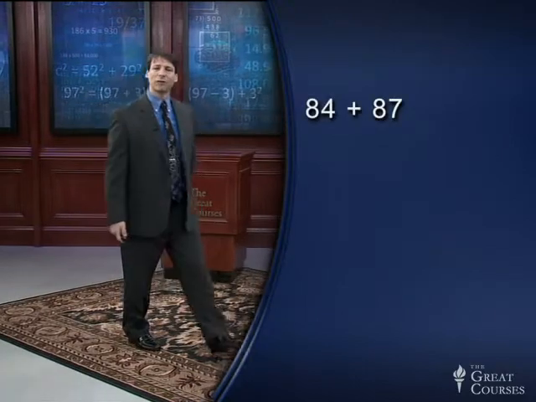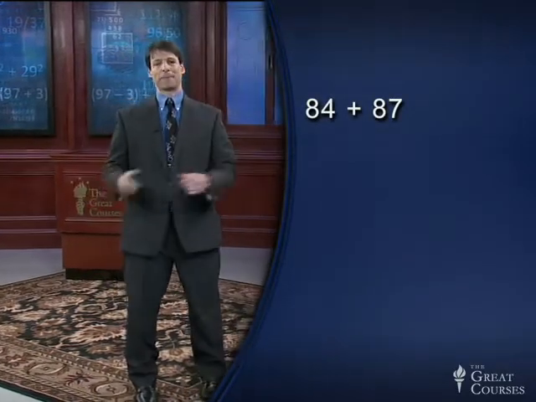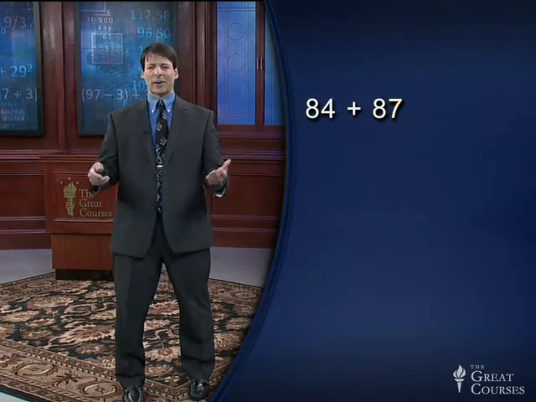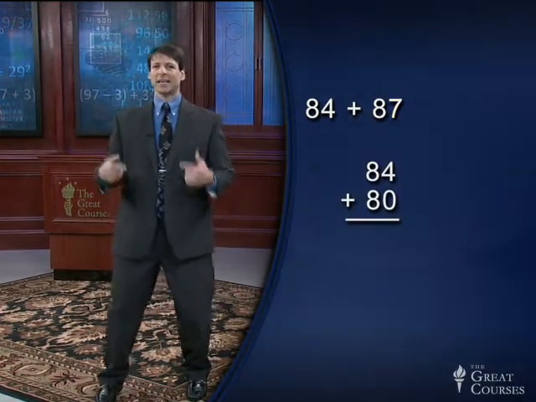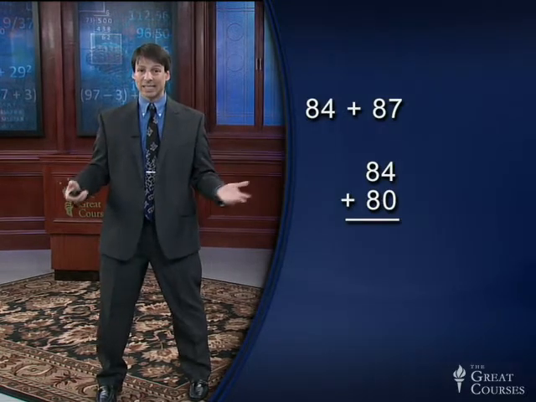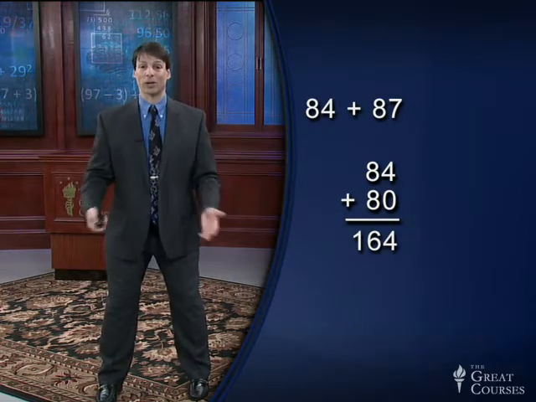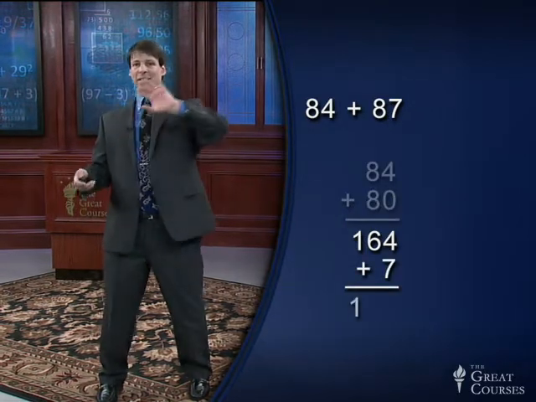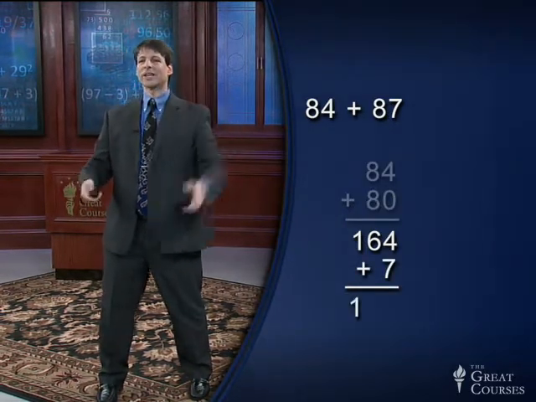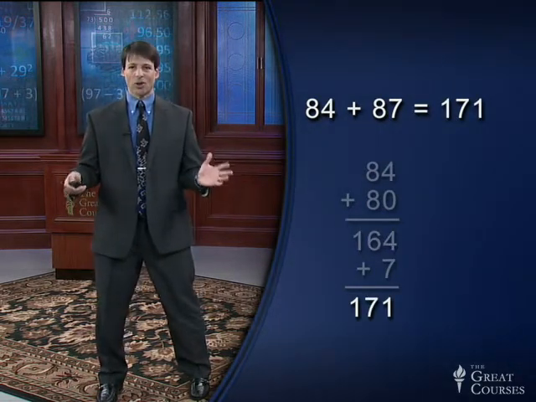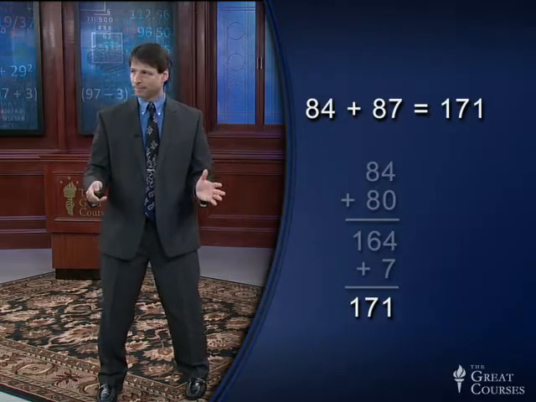Let's try 84 plus 87. Okay, so we're going to add 80, then add 7. Now 84 plus 80, see 80 plus 80 is 160, so 84 plus 80 is 164. Plus 7, go ahead and say that 100 if you want, 164 plus 7 is 171. There's the answer, 171.